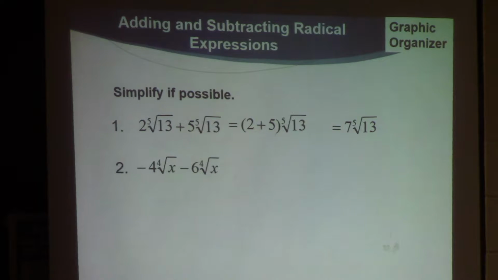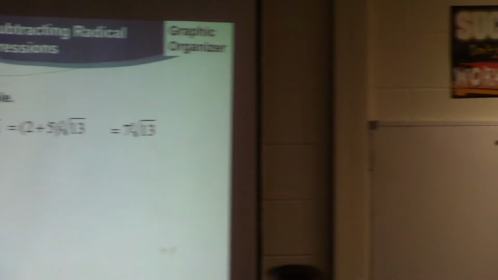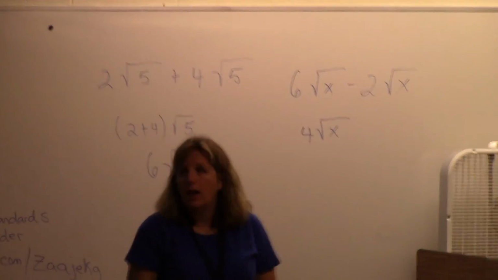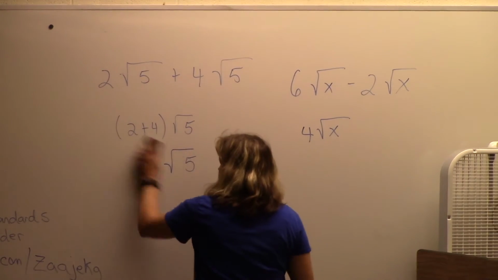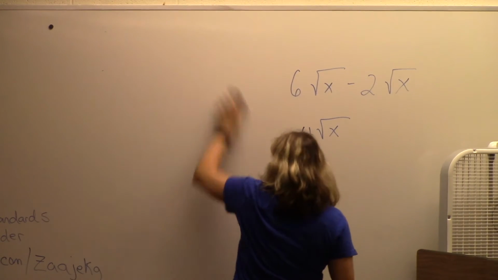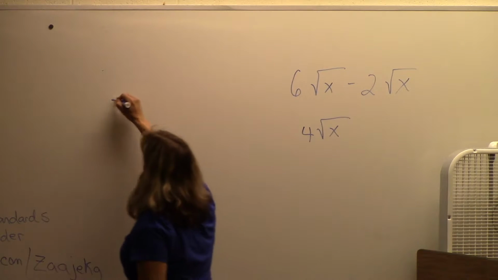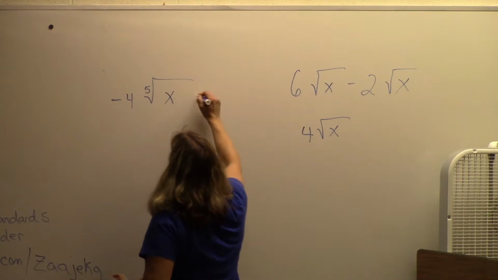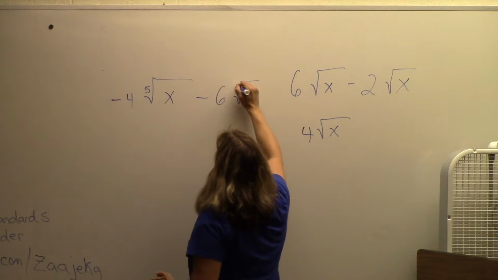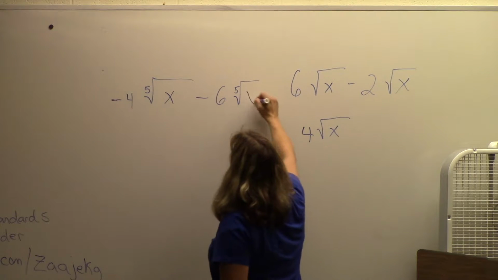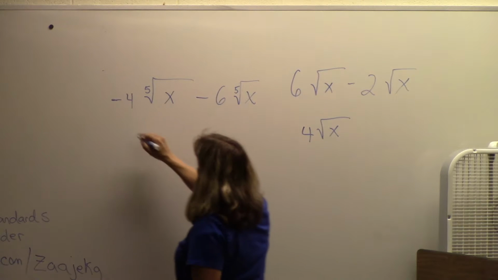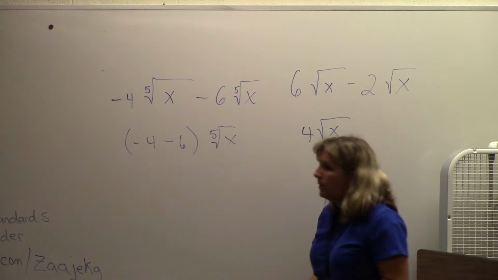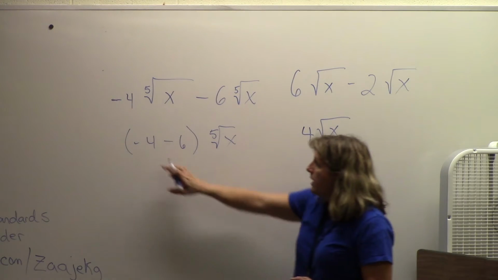Okay, looking at this one, do my indexes match? Do my radicands match? Yes. All right, so I've got -4, the 5th root of x, minus 6, the 5th root of x. All right, so I'm just going to combine these. So I'm going to bring in here -4 minus 6, the 5th root of x.